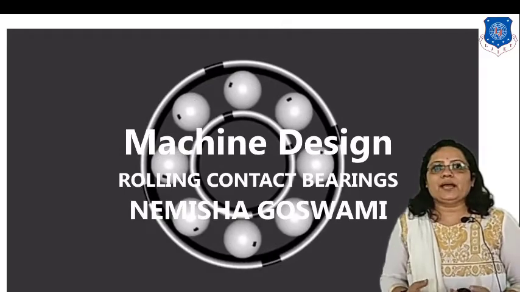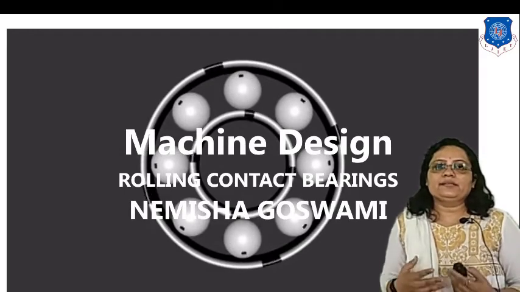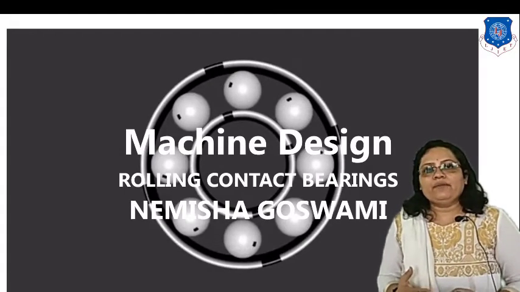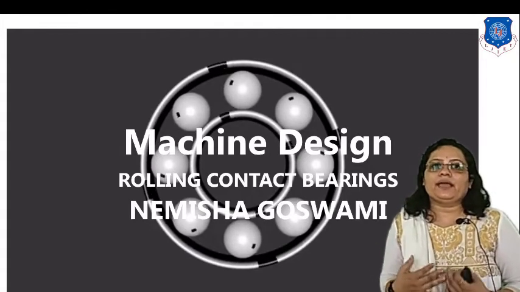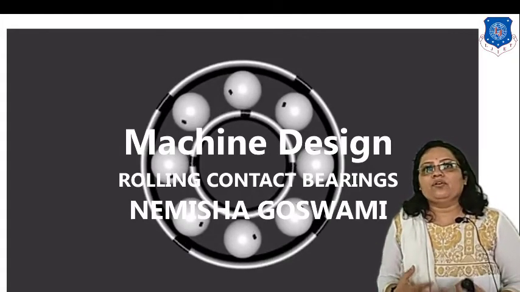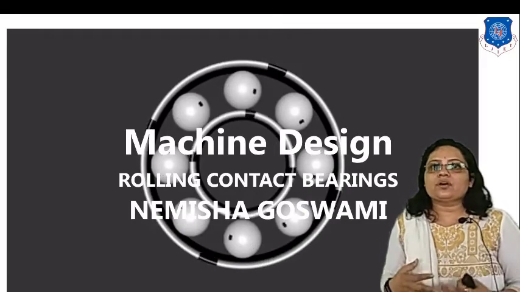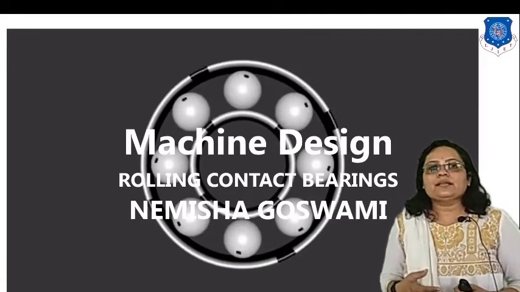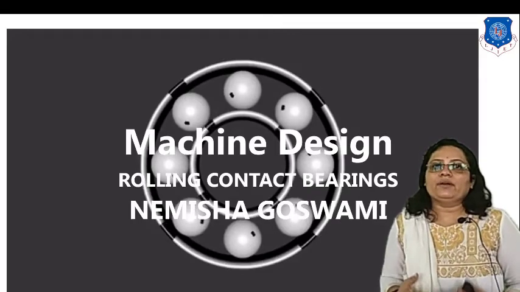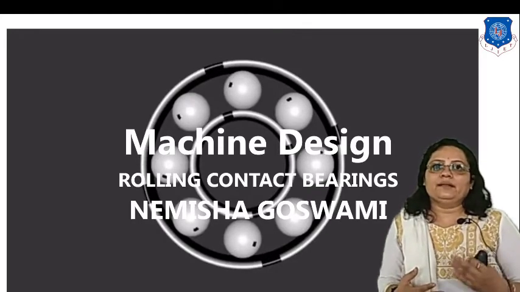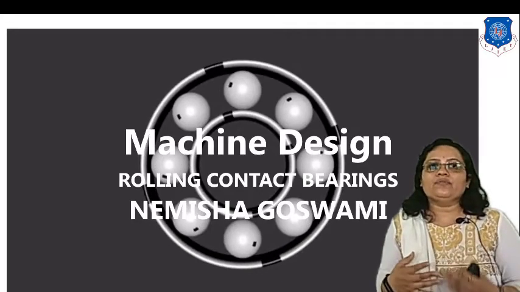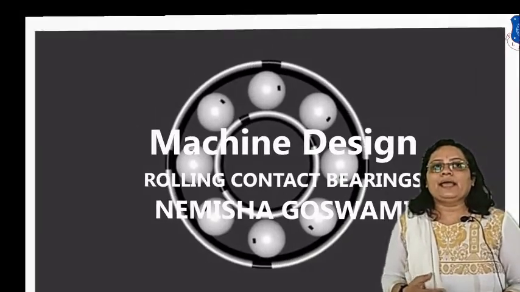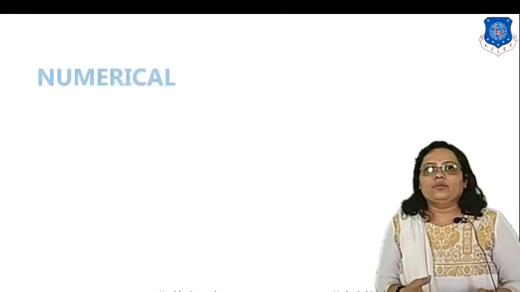In the previous lecture, we discussed the life of a bearing, the rating life of a bearing, the reliability of a bearing, the basic static load and basic dynamic load, and also solved one numerical problem. In this lecture, we will continue with one more numerical example, so you can better understand how to follow the procedure for any numerical related to rolling contact bearings.